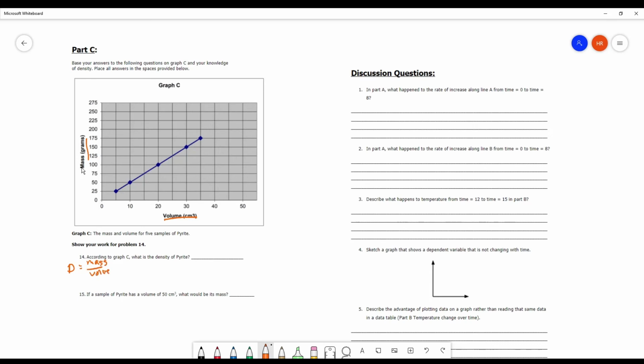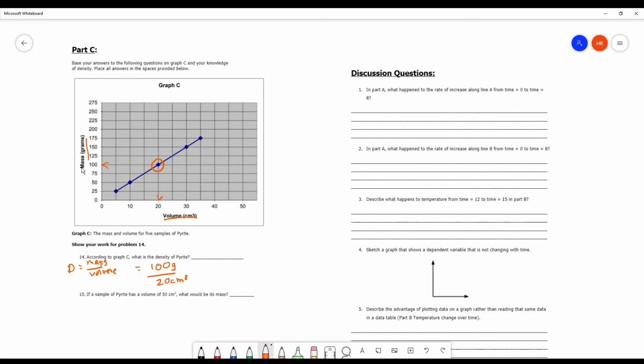So I could pick any point on the line, and I'm going to pick this one. This one looks like a nice point. So the mass at that point is 100, and the volume is 20. 100 grams and 20 centimeters cubed. So 100 grams divided by 20 centimeters cubed.